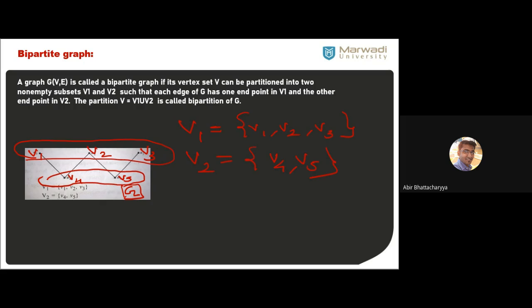Two partitions are there. What is the role of this partition? Try to understand this concept: we cannot join the same elements of the partition. That means we cannot join V1 and V2. We cannot join V1 and V3. We cannot join V2 and V3. It's not possible. Same elements of the partition cannot be joined to each other. Is that clear? What are the elements here? V1, V2, V3 is the first partition.